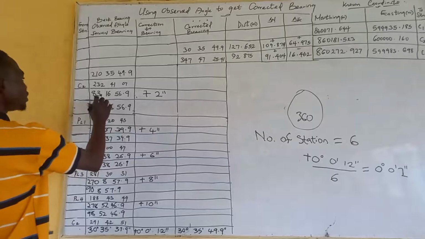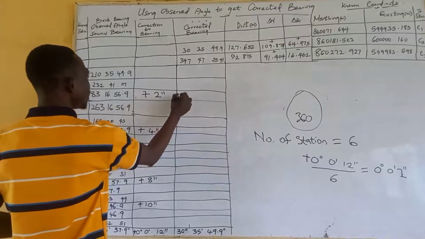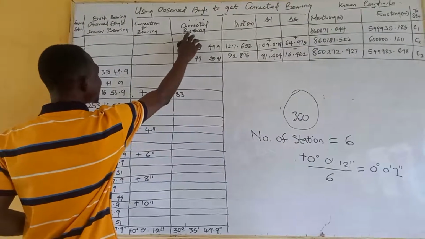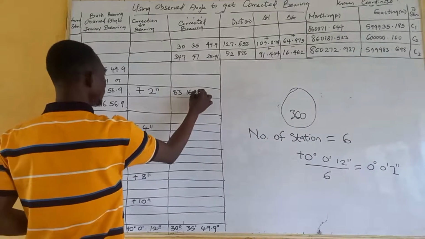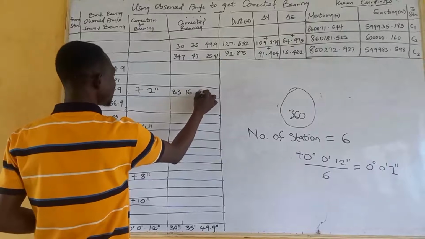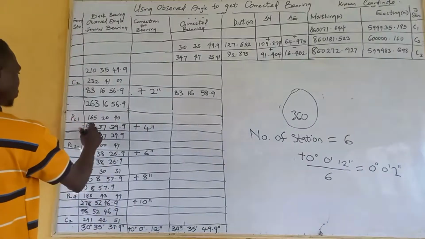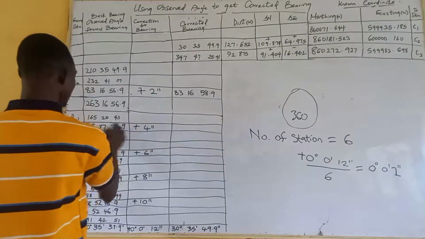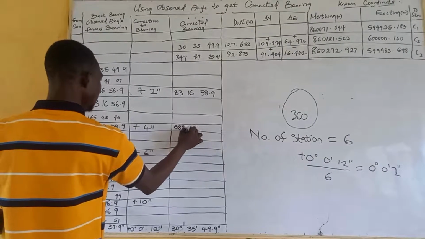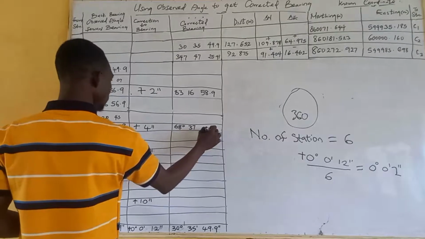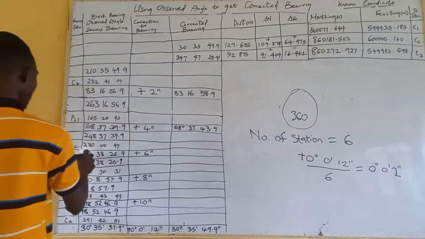So what you do now is addition of this plus this 2 seconds. This is 2 seconds. It's going to give us 83 degrees. To get the corrected bearing now, it's going to give us this plus this, 83 degrees, 16 minutes. So this one is going to be 58.9 seconds. And then for the next one, this is going to be addition of this plus this. It's going to give us 68 degrees, 27 minutes, 43.9 seconds.